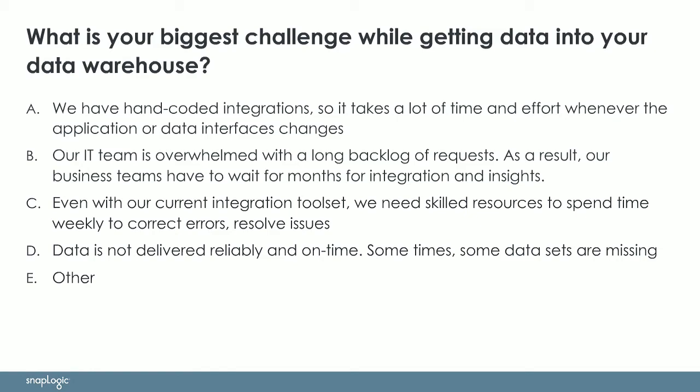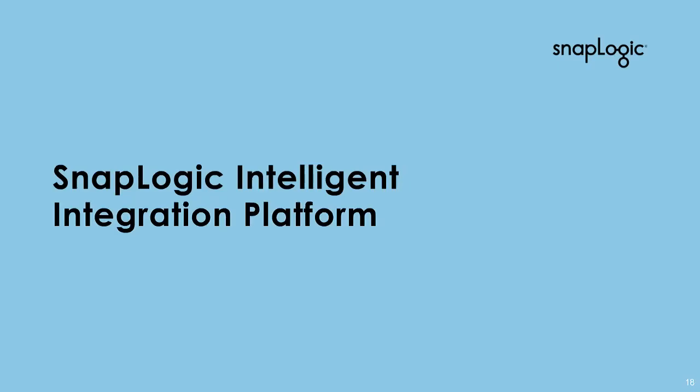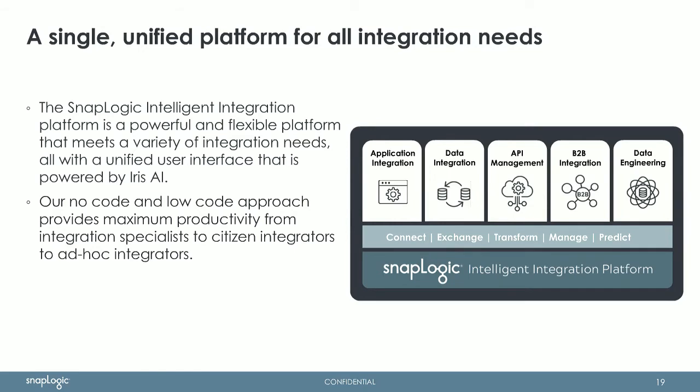So if you haven't heard of SnapLogic already, what is SnapLogic? So SnapLogic is a single unified platform for all of your integration needs. It can help you not only integrate your enterprise applications, but also various data sources all on a single platform. So it's a powerful and flexible platform that is powered by Iris AI. In fact, we were the first ones to introduce AI to the integration platform.